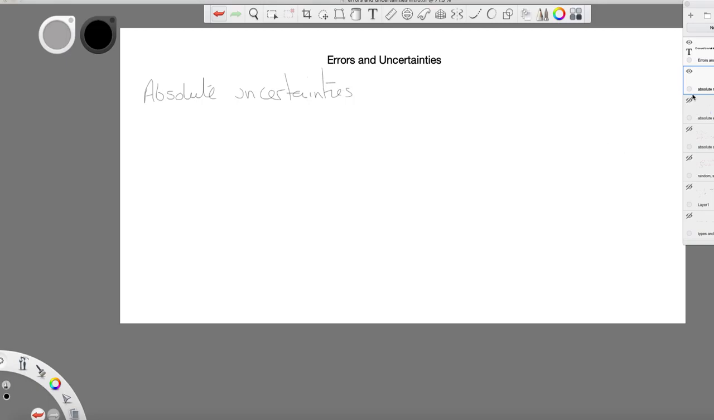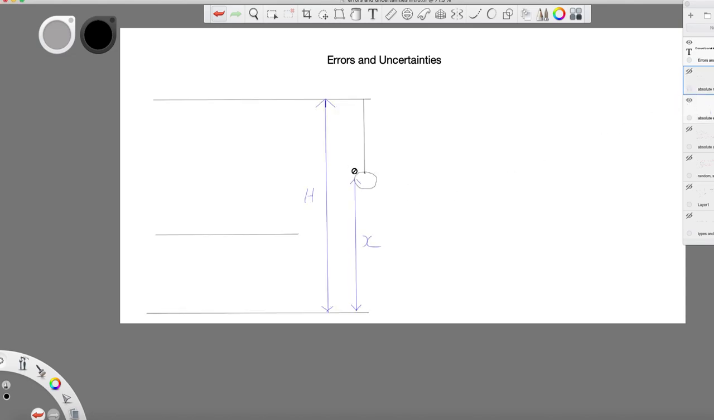Let's look at an example of absolute uncertainties. So let's say here we have a pendulum. The pendulum is suspended from the ceiling and we can't get at the ceiling to measure the length of it. But what we can do is measure the distance from the floor to the centre of mass of the bob. So what we have then is that the length of the pendulum will be h minus x.